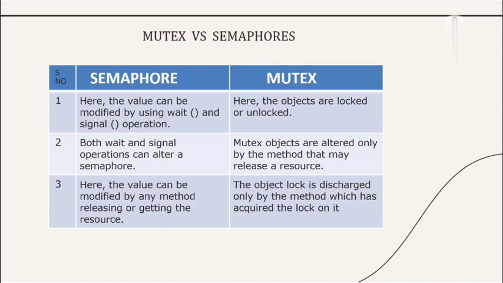In semaphore, the value can be modified by any method releasing or getting the resource. In mutex, the object lock is discharged only by the method which has acquired the lock on it.